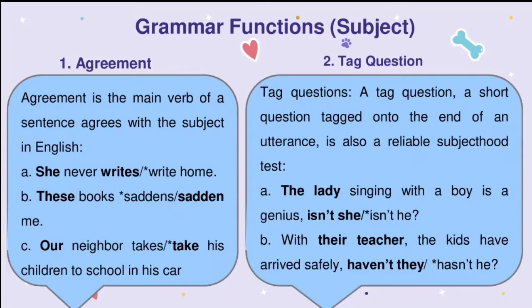Contoh yang pertama, the lady singing with a boy is a genius. Isn't she or isn't he? Karena di sini subjeknya the lady adalah perempuan, jadi yang tepat adalah isn't she. Contoh yang kedua, with their teacher, the kids have arrived safely, haven't they or hasn't he? Karena di sini subjeknya the kids atau mereka, jadi yang tepat adalah haven't they.